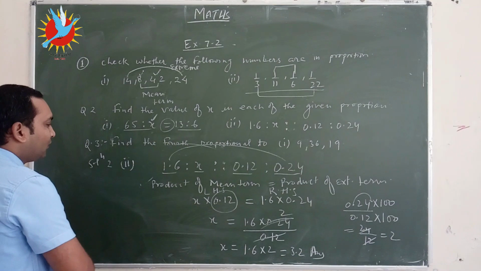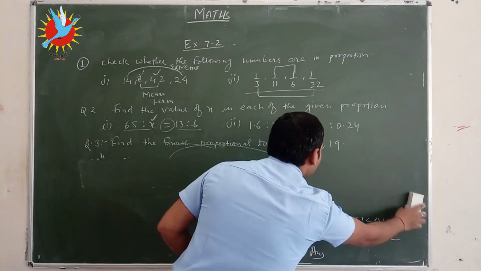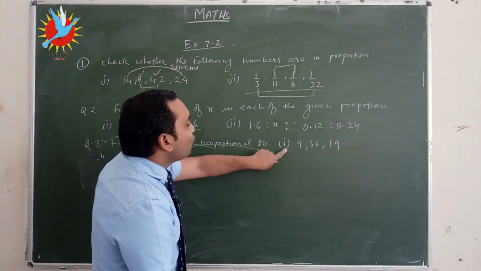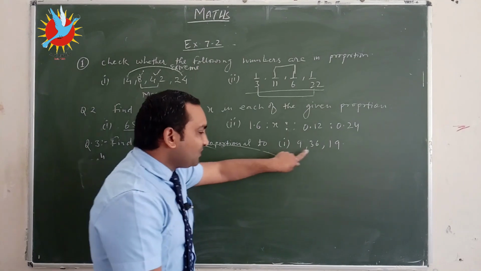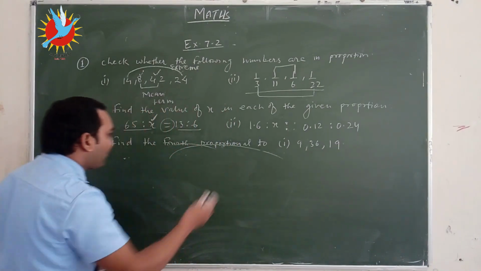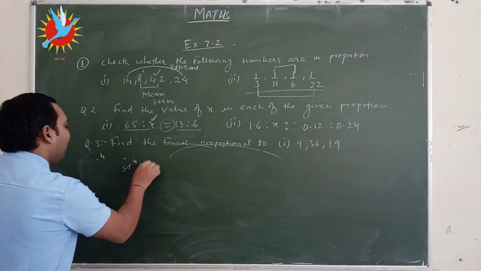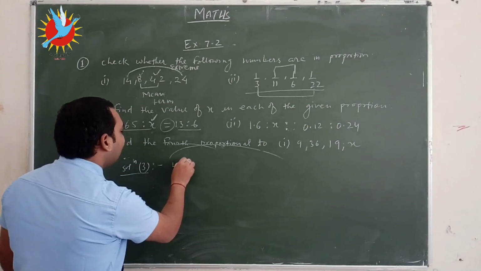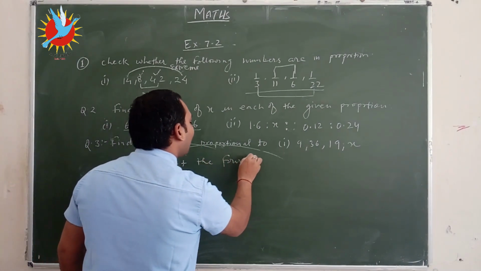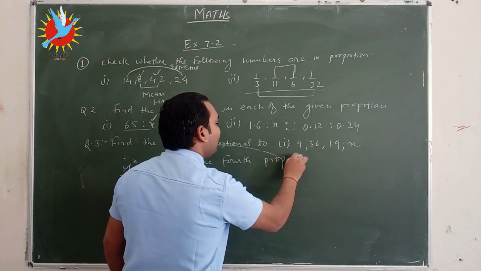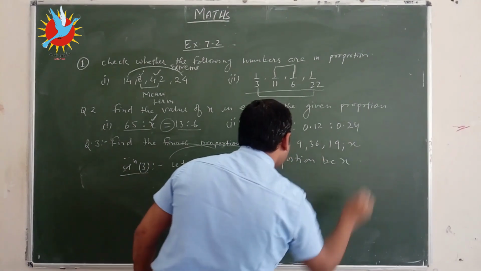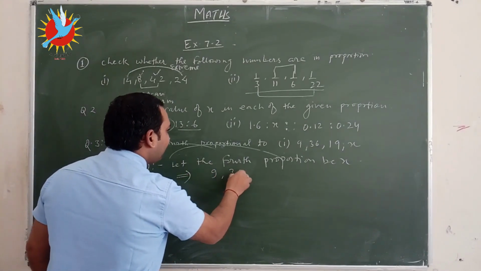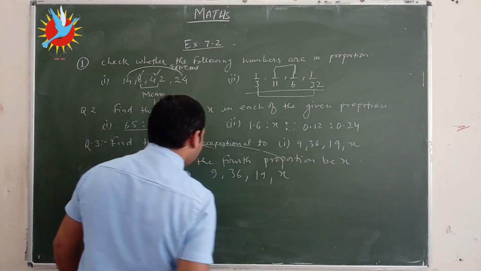Next, question number 3. Find the fourth proportional to the given terms. The terms are given and we have to find the fourth proportion. So in solution 3, we don't know the fourth proportion, so we consider it x. Let the fourth proportion be x, and we find the value of x for 9, 36, 19 and x.